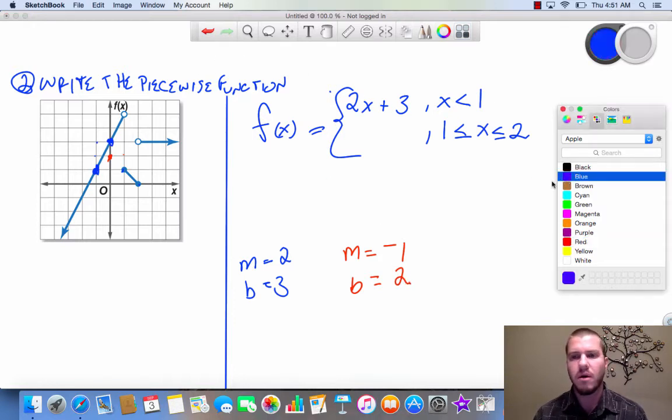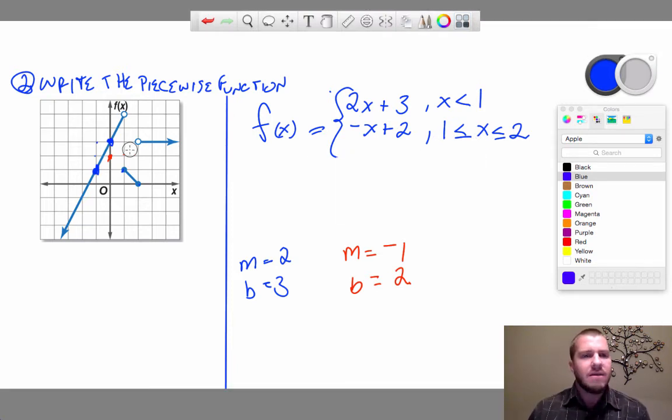So my function is going to be negative x plus 2 when x is between 1 and 2. And this last one, notice it's just a horizontal line. And we talked about the equation for a horizontal line is going to be y equals a constant.